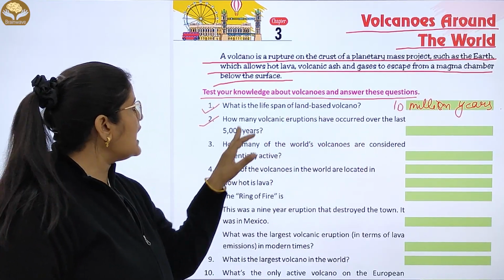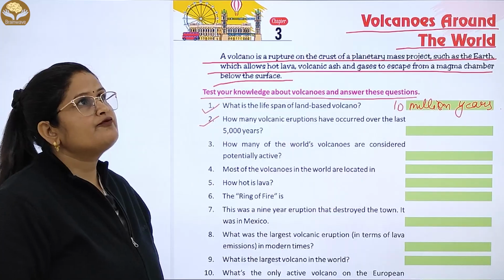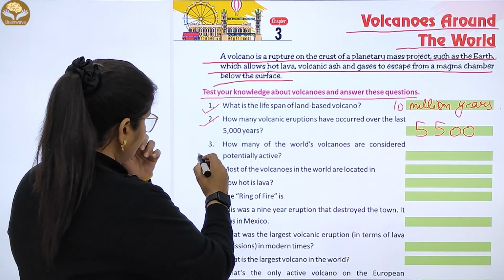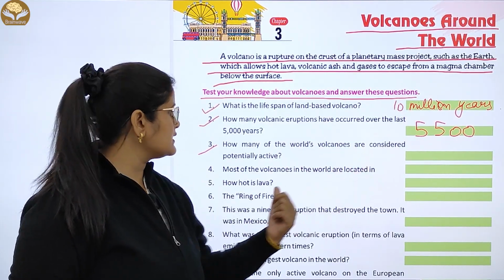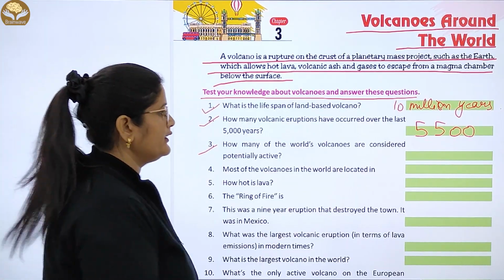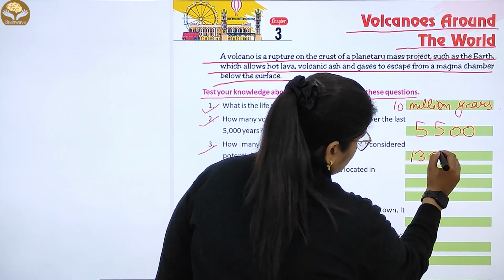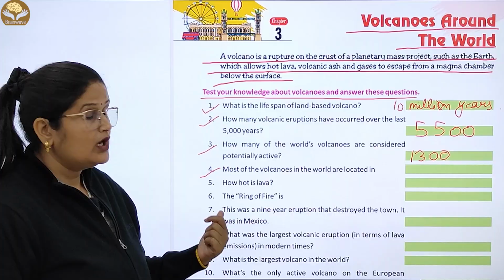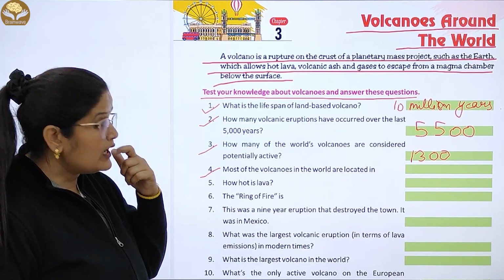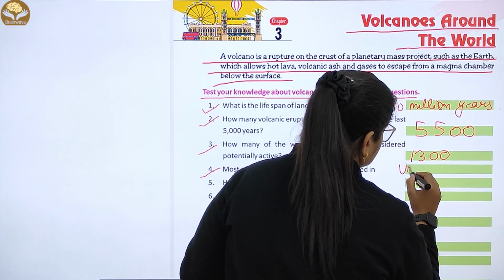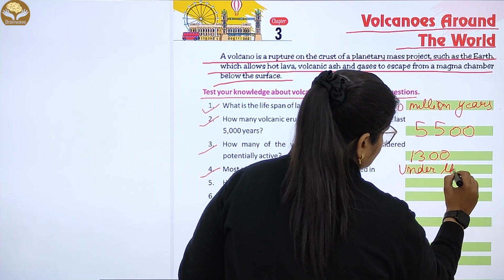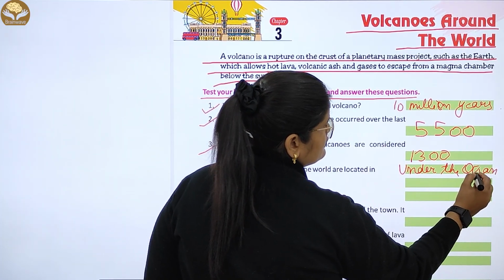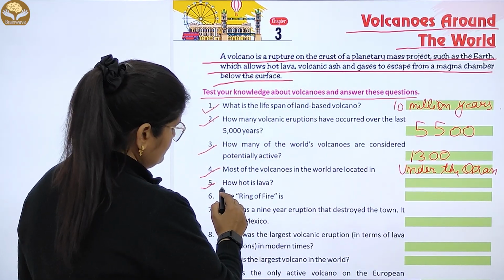eruptions have occurred over the last 5,000 years? This is 5,500. Okay. Number 3, how many of the world's volcanoes are considered potentially active? 1,300. Most of the volcanoes in the world are located under the oceans. Number 5.